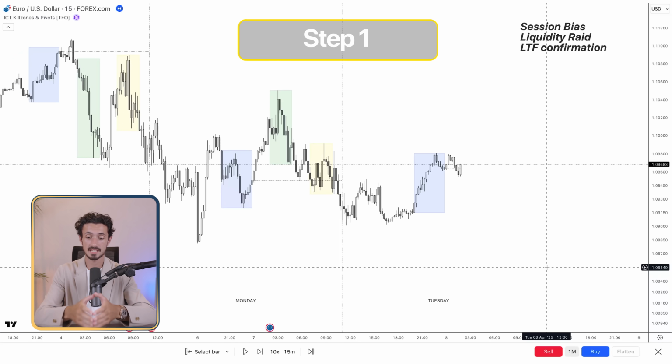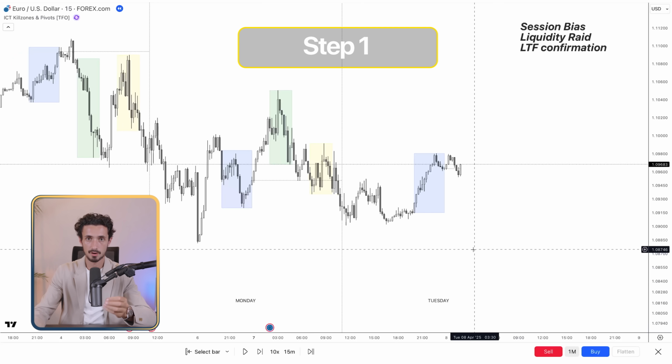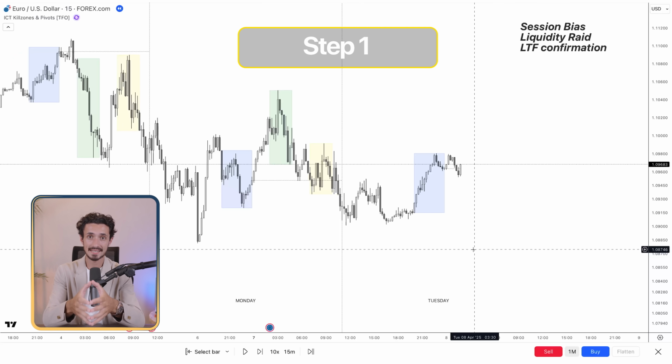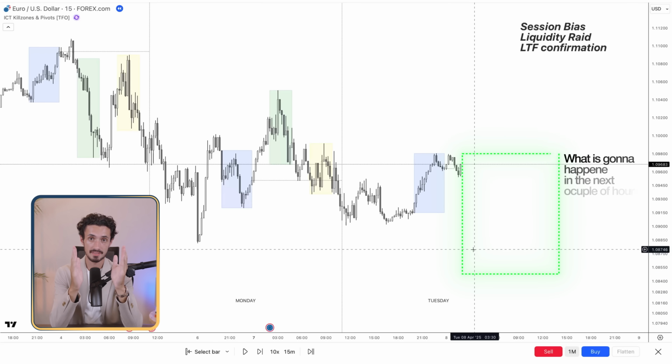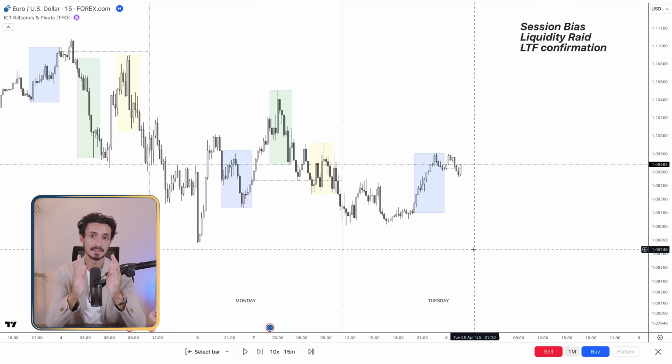So this trade takes place on the 8th of April. Now, what you want to be asking yourself when you first come into the market, when you're scalping, is what's the bias of the session? All you need to care about is what is going to happen in the next couple of hours. That is the most important thing. And so for me, to understand session bias, I need to understand some type of market structure.